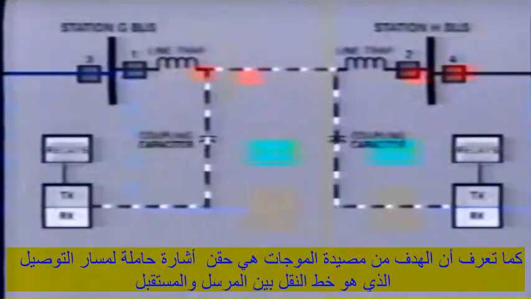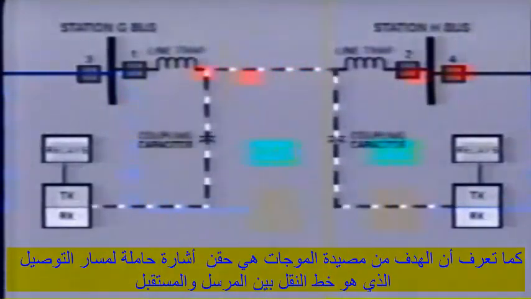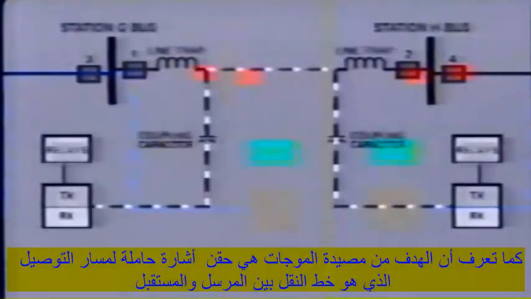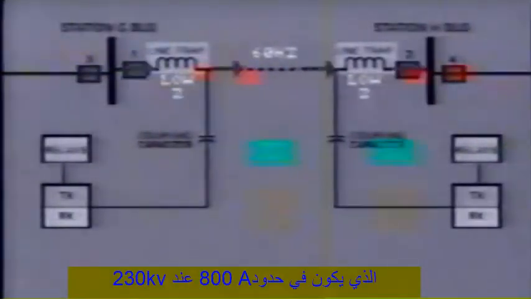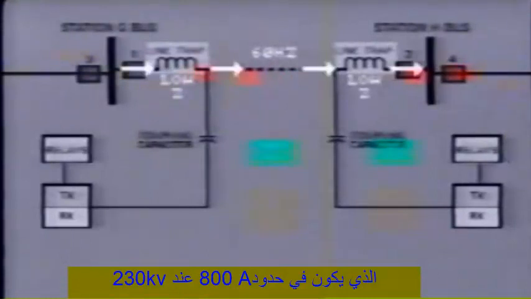As you already know, the objective of the line trap is to confine the injected carrier signal to the desired conducting path. That is, the transmission line between transmitter and receiver. The line trap or inductor is sized so as to provide a reasonably high impedance to the carrier signal, which may be transmitted within the frequency range of 30 kilohertz to 500 kilohertz. At the same time, the inductor must offer zero or very low impedance to the flow of 60 hertz power current, which may be, say, 800 amps at 230 kilovolts.